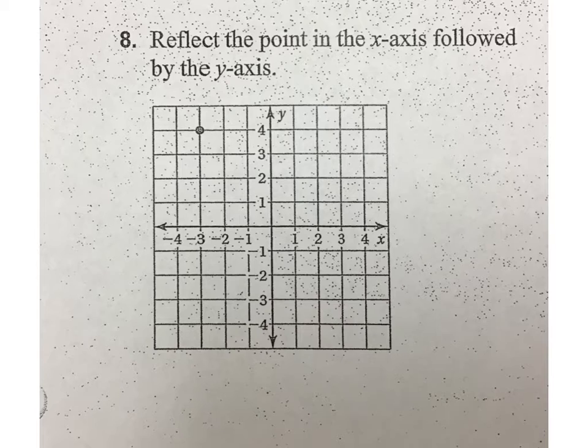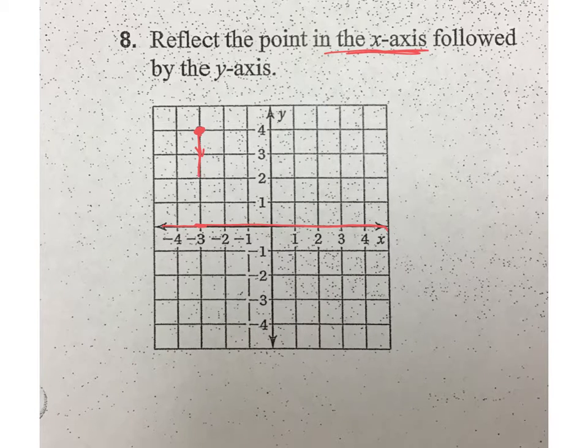Number 8 is a reflecting. So reflect the point in the x-axis followed by the y-axis. So it gives us our dot. It gives this to us already. Now I have to reflect that first across the x. Now here's the x, so I'm going to go this way. And I got to count how many spots it's going to get me to the x, and then I have to go the same amount farther.